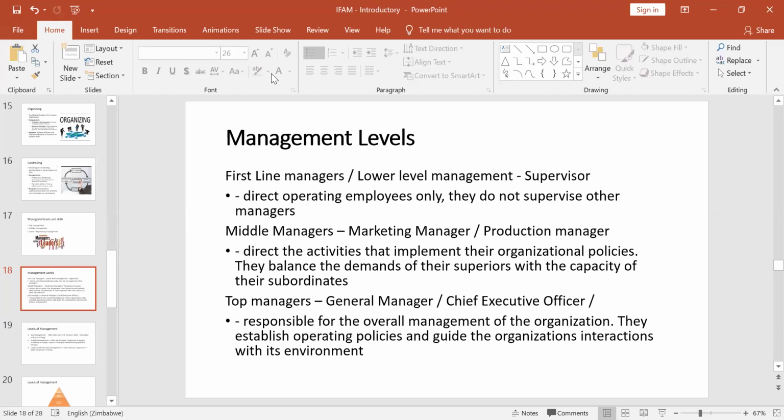I've put for you just some examples of terms that can be used to describe these levels of management. So for top managers, depending on the size of the organization, you can have chief executive officer, you can have general manager, depending how big the organization is. With middle managers, it's usually the functional managers, meaning they are in charge of a particular field. So you can have human resources manager, marketing manager, operations manager, production, and so on. Then the first line is the supervisors.